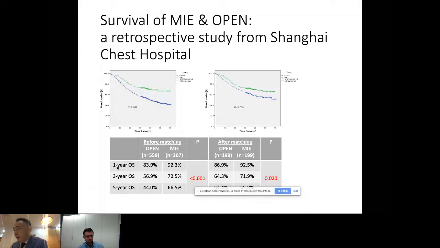But we are still looking forward to the RCT result in Japan, because they are currently conducting an RCT comparing MIE and open surgery. So we are looking forward to their results.